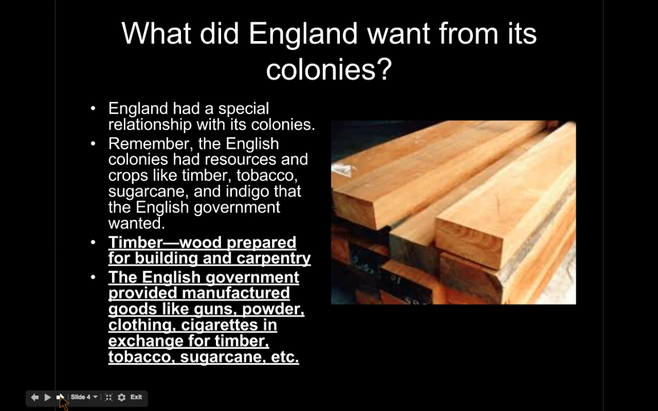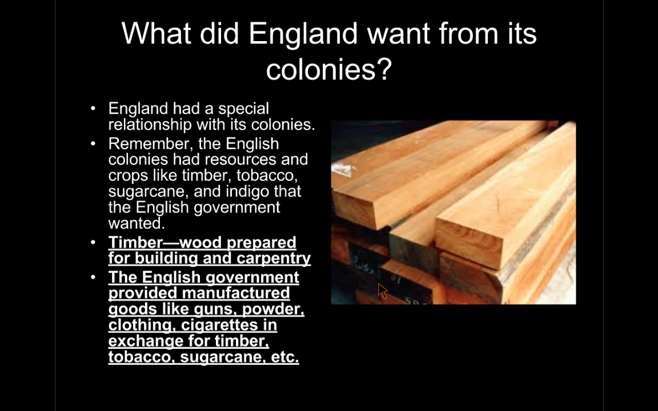So let's talk about what England wanted from its colonies, although we just hit on it in the earlier slide. England had a special relationship with its colonies. And remember, the English colonies had resources and crops like timber, tobacco, sugarcane, and indigo that the English government wanted but didn't have access to in Britain. Now this is a good vocab word for us. Timber. It's wood prepared for building and carpentry. And you can see this is a picture of what timber would look like. And it's any kind of wood that would be used to build a home or a ship or a boat.